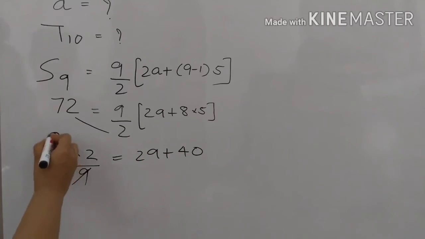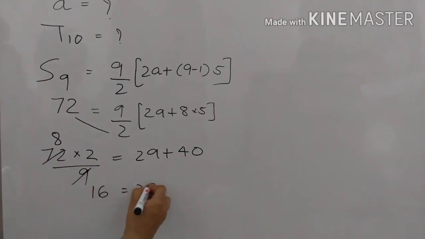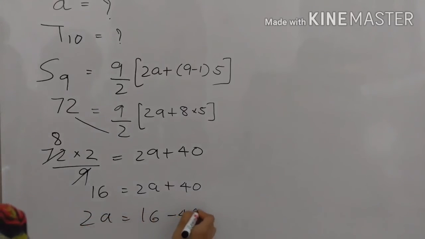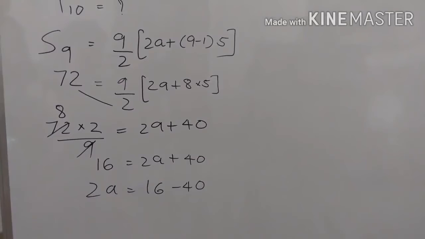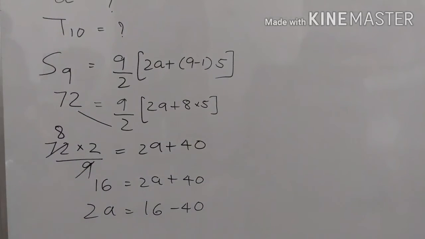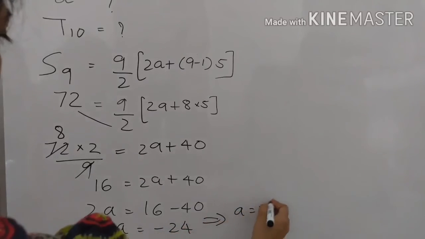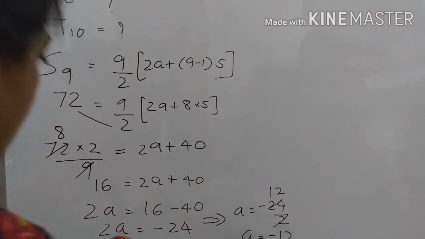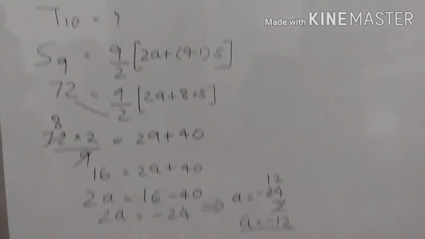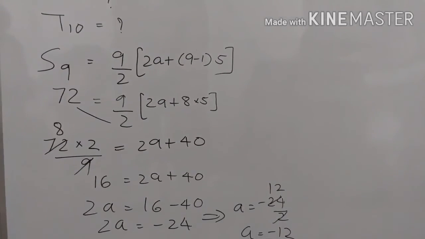So here I can cancel. So here 8 2s are 16 is equal to 2A plus 40. So here we get 2A is equal to 16 minus 40. And then we can find our A value as 16 minus 40 means it is minus 24. So 2A is equal to minus 24 and A is equal to minus 24 divided by 2. So A is equal to minus 12. This is the first answer we found here. They asked to get A value first.